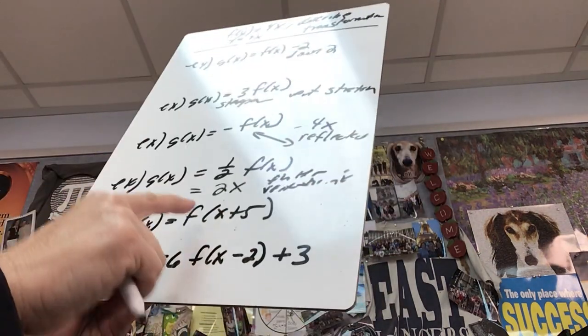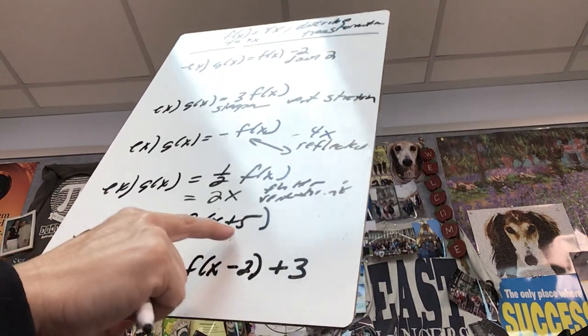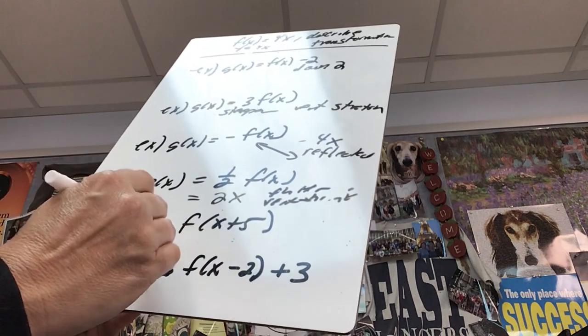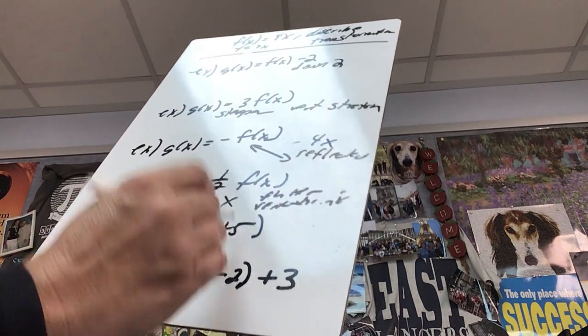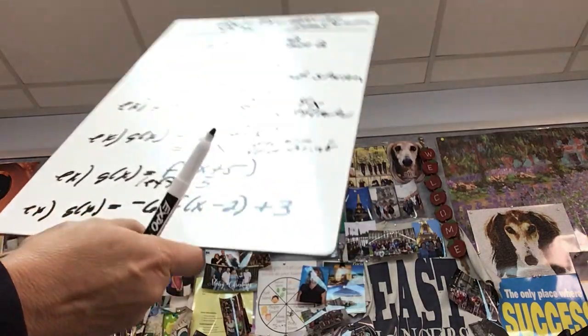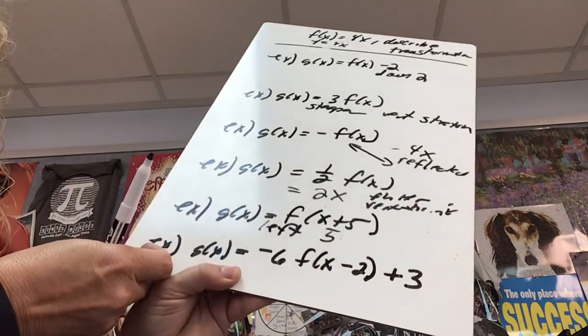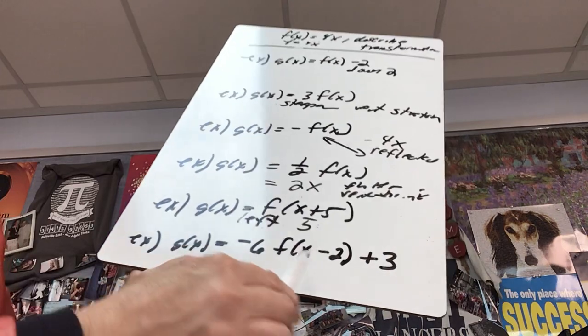All right, so this graph has a y-intercept of 0, 0. This would mean that it would be translated left 5. All right, let's look at this last one. Lots of things going on here.